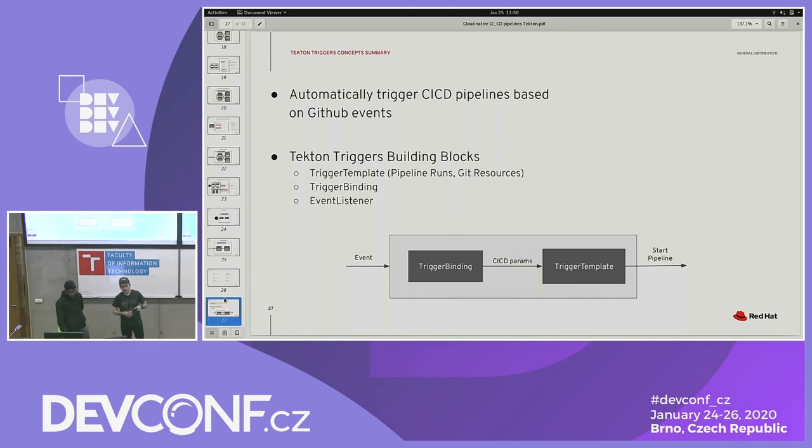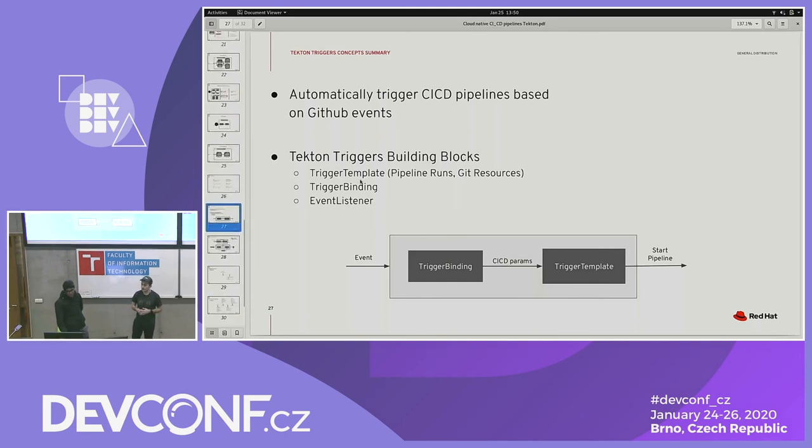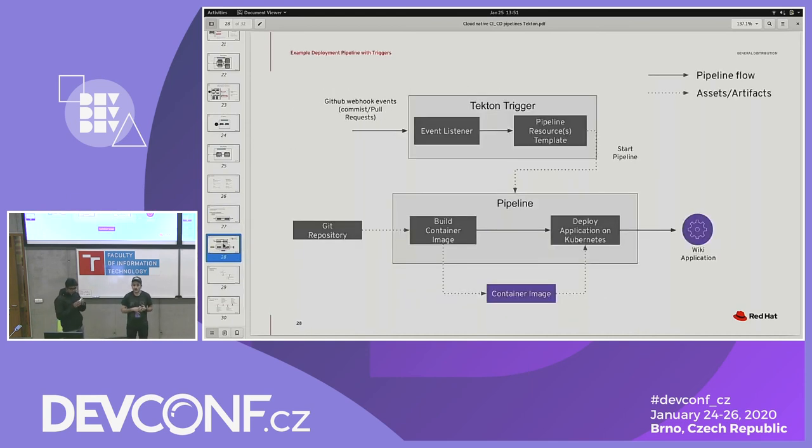And we have three different concepts: the template, the binding, and the event listener. The template is how you define your pipeline run, as we explained before. You are going to have some parameters that come out of the event. In this case, for example, from GitHub, you get a webhook. That webhook sends some JSON with a bunch of information about the repo, the commit SHA, and stuff like that. You are going to create your pipeline run out of those conditions. The binding is going to bind those parameters to the template, and that's where you actually specify your condition.